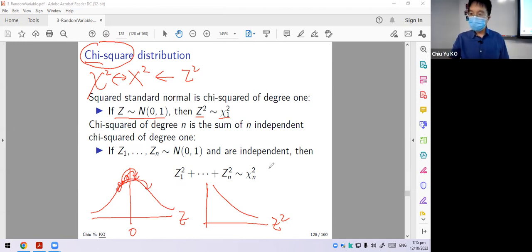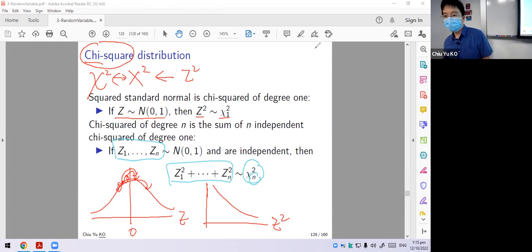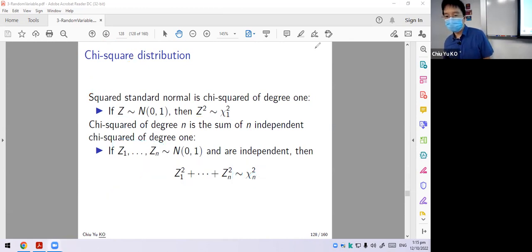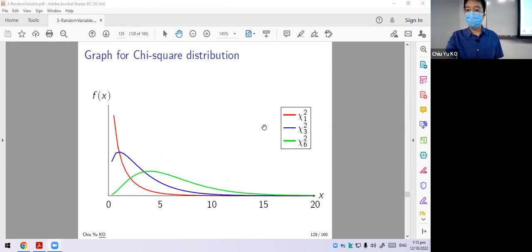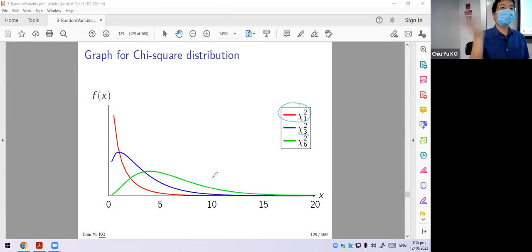And finally, just give me 30 seconds. If you have n of these chi-squares added up, it's called chi-square n. How many are added together gives the chi-square n. We're not going to talk about this, but look at the graph. When you have only one standard normal, you get the red one. Three added up is blue, six added up is green. Don't worry, you don't need to remember; this just gives you an idea of chi-square. We will not use chi-square directly, but it will be an intermediate step.